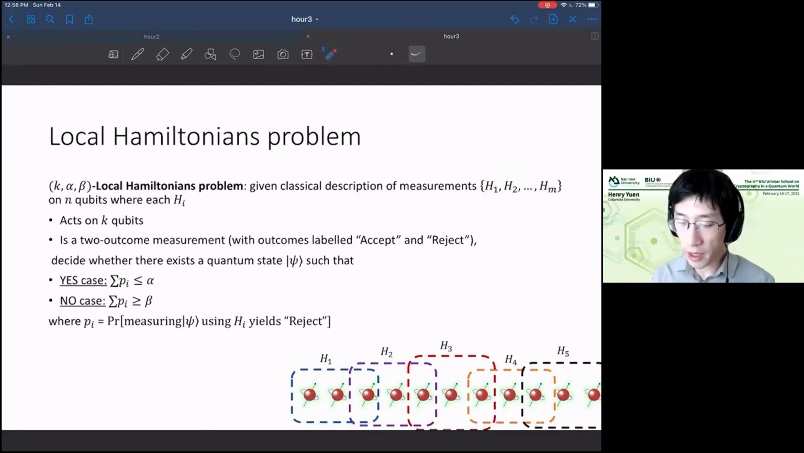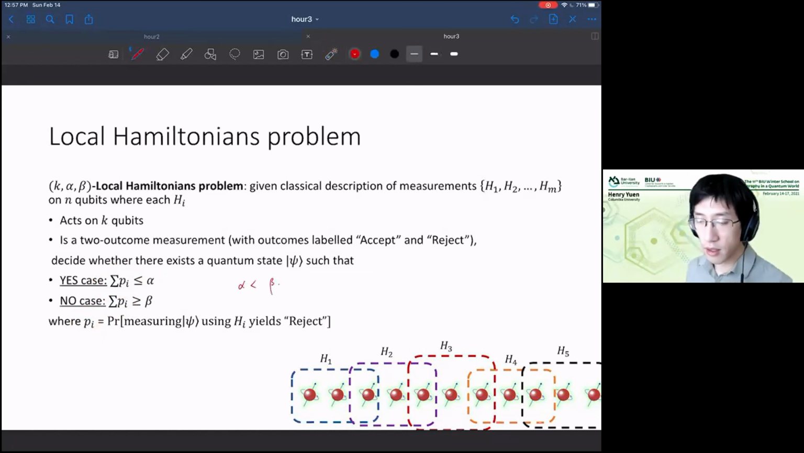And you want to decide whether there's a quantum state psi such that, suppose that you measured psi with Hi, and you ask, what's the probability of rejection? We call that pi. If you sum up all of these pi's, and it's at most this threshold alpha, we call that the yes case. Otherwise, if the sum of these rejection probabilities is at least beta, then we say that's the no case. So of course, we need alpha to be less than beta.